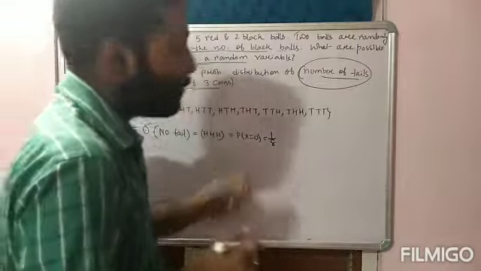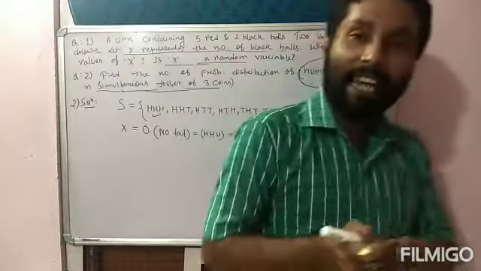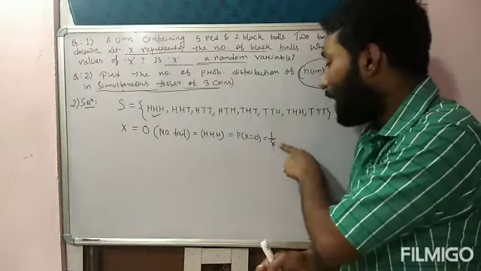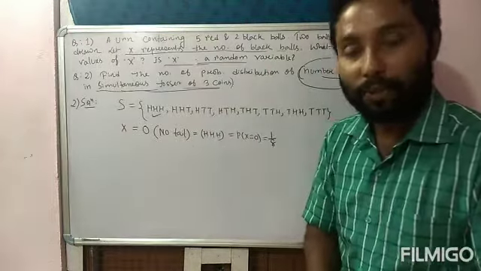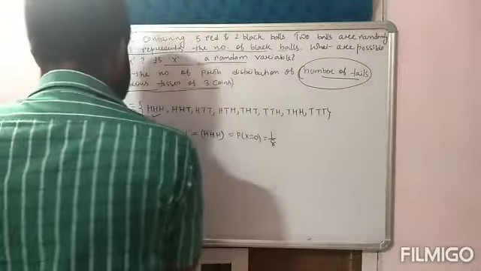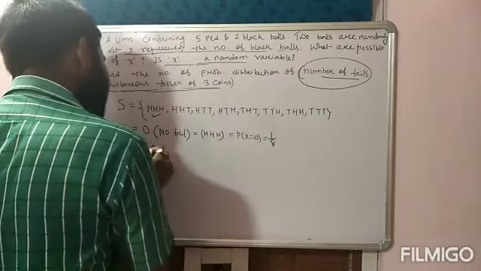Like this only you have to write. What is the definition of probability? Favorable cases by exhaustive cases. Exhaustive means the whole sample space. So after x equal to 0, next we can write x equal to 1.